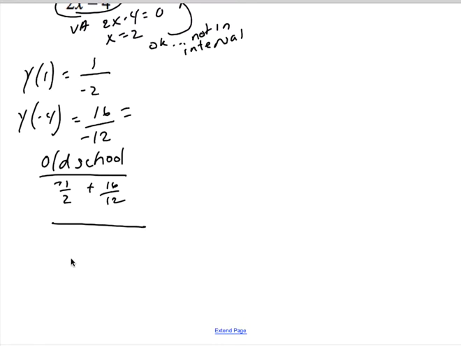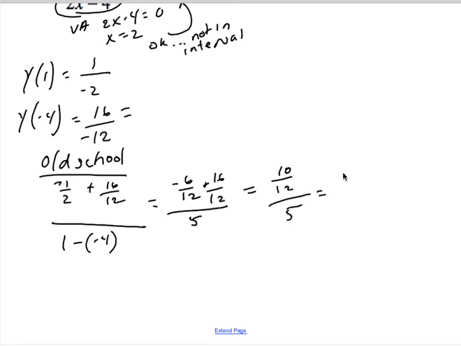All divided by a 1 minus a negative 4. And this alone is enough for people to not love this problem, right? I get that. If I want to get a common denominator here, this is a negative 6/12. So I'm going to get negative 6/12 plus 16/12 all over what seems to be a 5, right? So my old school slope seems to be a 10/12 all over 5, right?